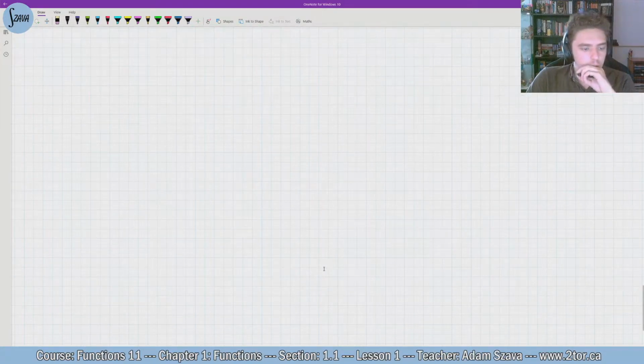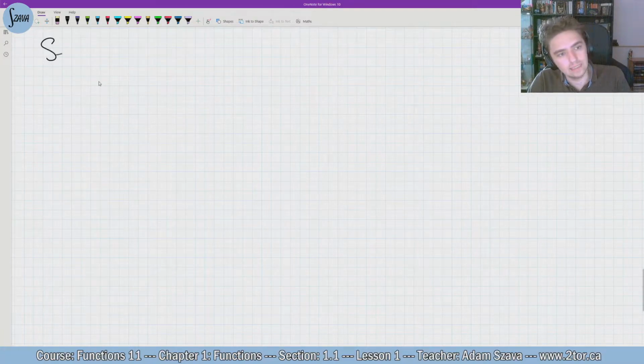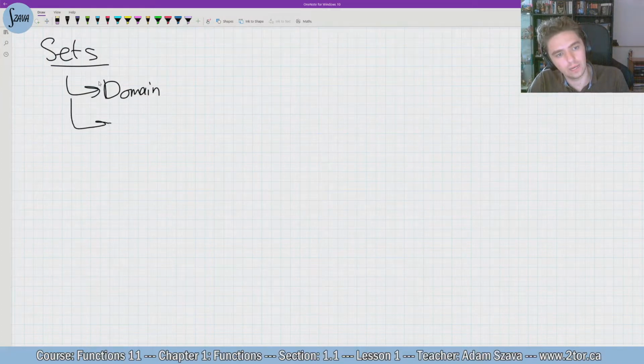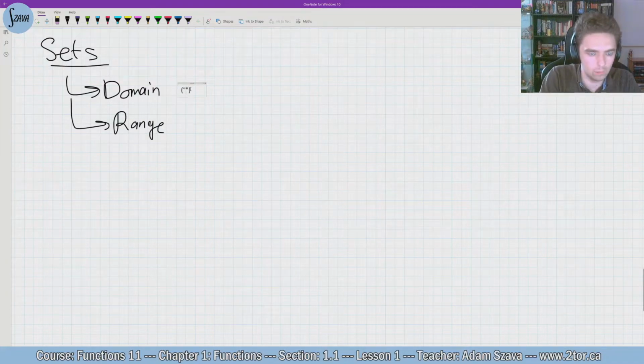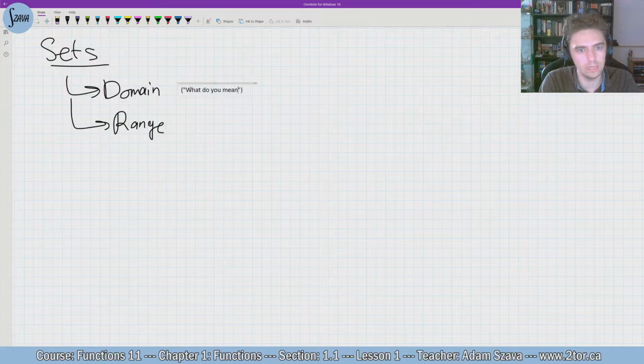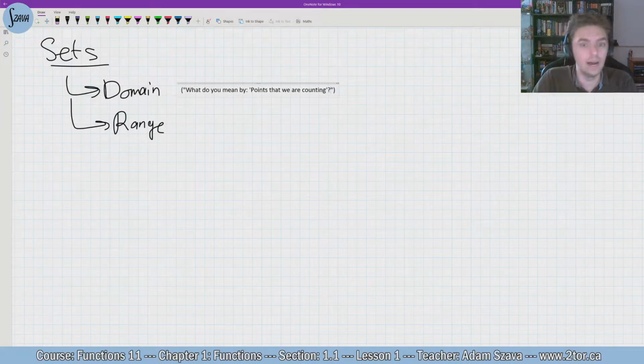Let's move on now. We're going to talk about sets, and we're going to talk specifically about domain and range. The domain is essentially answering the question, what do you mean by points that we are counting? So that's the domain, and we're going to describe the domain in just a second.